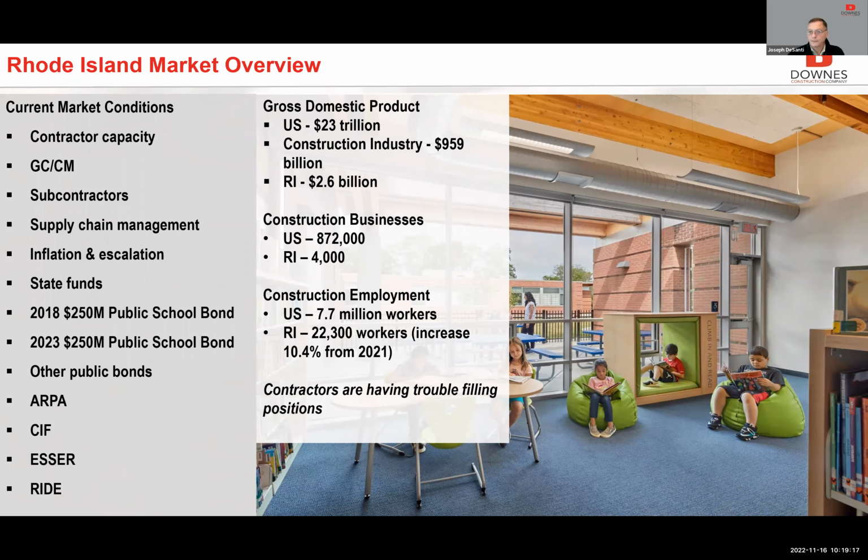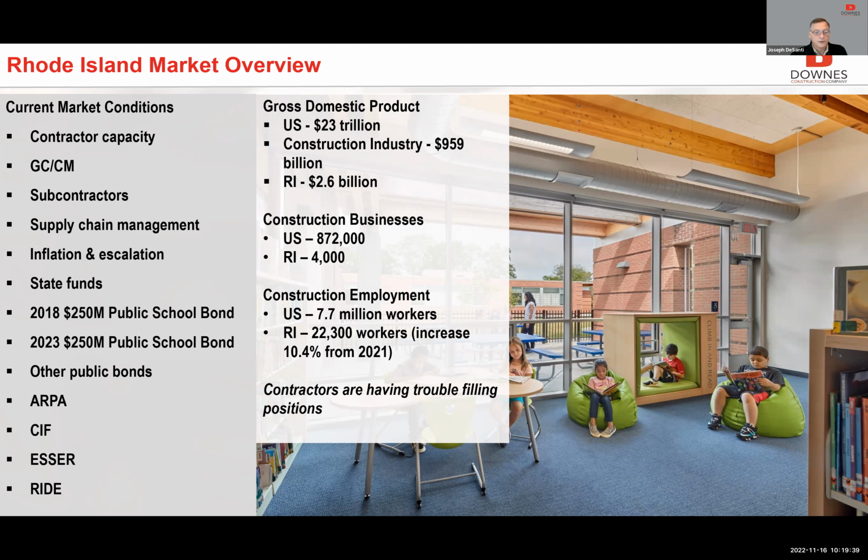Now, funding seems to be no end to it, regardless of whether you go in ARPA, ESSER, RIDE. There seem to be grants coming from everywhere. We just recently were in a meeting with the U.S. Wildlife, and they have some fund grant money that they're looking at. So it's all good news, but it does create additional challenges now.